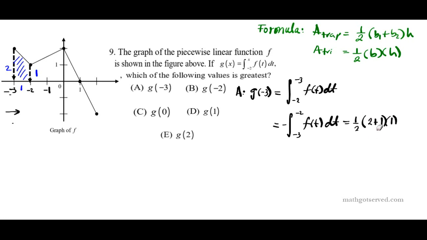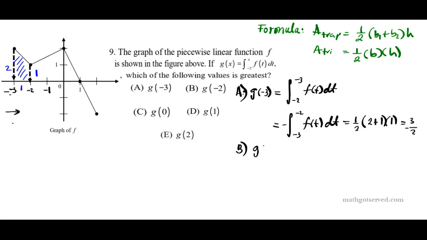If you work that out, you have 3 times 1 times 1 is 3 over 2. Don't forget your negative sign. Minus 3 over 2. All right. Option letter B. Let's see how big that is.